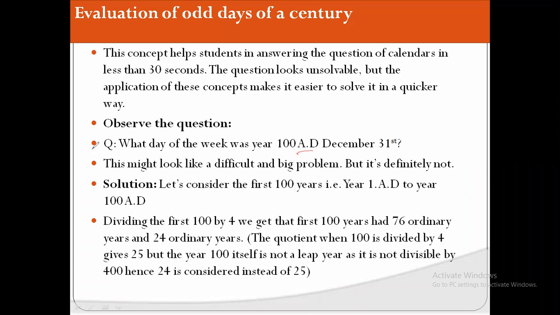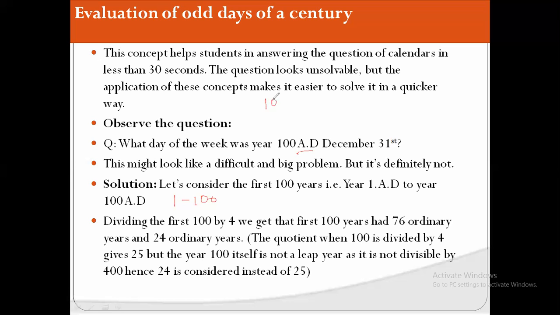after December 31st? This might look like a difficult and big problem, and we may feel some difficulty in solving it. But it is definitely very easy to calculate such problems. Let us consider 100 years, that is year 1 AD to year 100 AD. Here we can calculate the number of odd days, and December 31st means the days were completely finished.